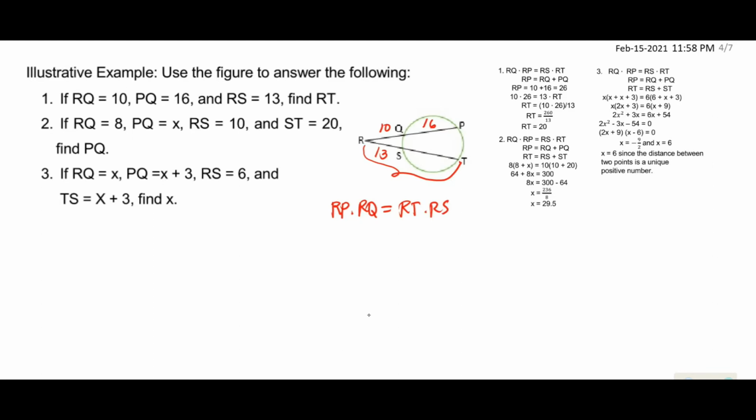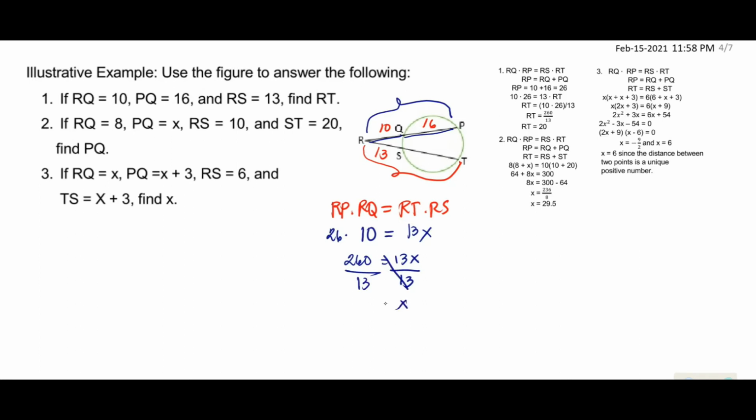times RS. Then, substitute. What is your RP? Your RP is, ano sabi? Wala kang RP, pero meron kang RQ at saka PQ. So, pwede mo siyang i-add. 10 plus 16, that is 26 times, ano yung nakalagay? RQ, that's 10. Si RT naman, yun yung nawawala mo. So, that's X. Si RS mo naman ay 13. So, pwede mo na din siyang baliktarin. Pwedeng 13x. So, multiply na 26 times 10, that's 260 divided by 13.